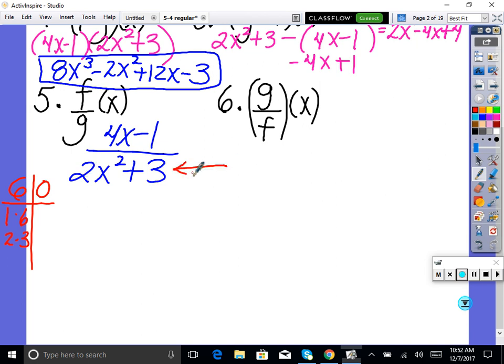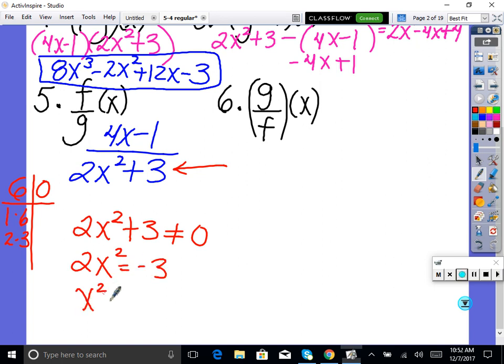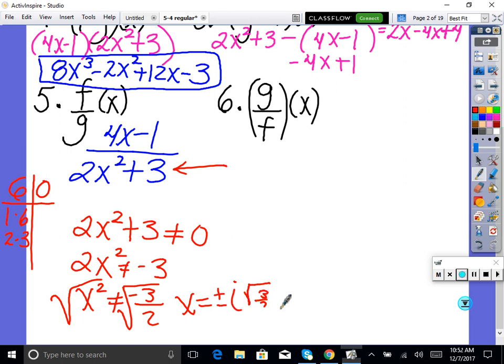Now, that's our answer, but we do need to put in, well, we know because it's division, we can't divide by 0. So isn't it a true statement to say, okay, 2x squared plus 3 cannot be 0? The denominator cannot be 0, everybody. Let's solve for x and see what x is going to make the denominator 0. So shouldn't I subtract 3? 2x squared equals negative 3, then divide by 2, so we have x squared cannot equal negative 3 halves, then what? Square root. Now doesn't that actually come out to be plus or minus i root 3 over 2?